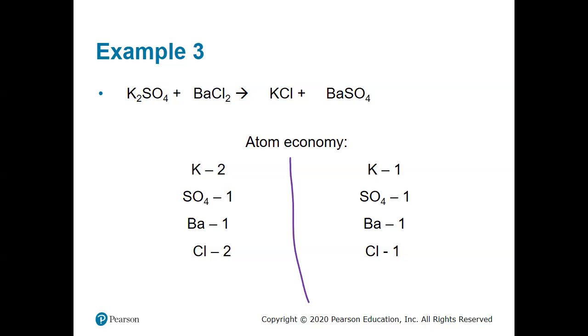Now, as I mentioned before, replacement reactions tend to be the easiest to balance. And if we get to our atom economy here, we can see why.